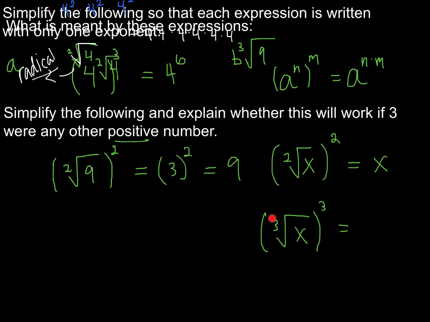Well, this is a number that I'm trying to find, a number that I can multiply by itself 3 times that will give me x. And then I'm taking that number and multiplying by itself 3 times. So what will I get back? I'll get back x. Okay? And this is going to be true for any positive number.